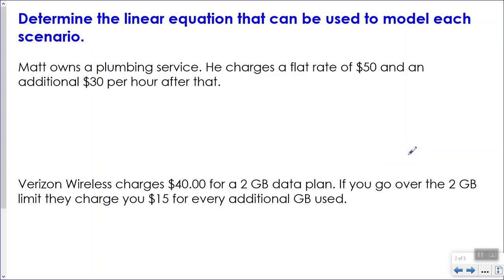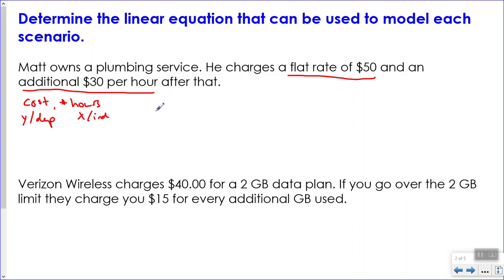So first we have Matt, who owns a plumbing service, and he charges a flat rate of $50 and an additional $30 per hour after that. So the first thing that we want to do is figure out what our two variables are. When we're looking at Matt's plumbing service, we have cost and number of hours. And the cost depends on the number of hours. The number of hours is going to be our x, or our independent variable, and our cost is going to be our y, or our dependent variable.